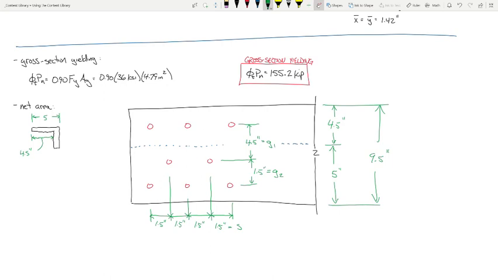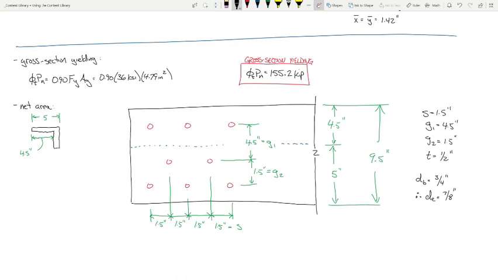So let's write down some values over here. We have S is 1.5 inches. We have G1 is 4.5 inches. We have G2, 1.5 inches. We know the thickness is 1/2 inch. Now what else do we know? We know the bolt diameter is 3/4. So what does that mean about the hole diameter? 7/8. Boom.